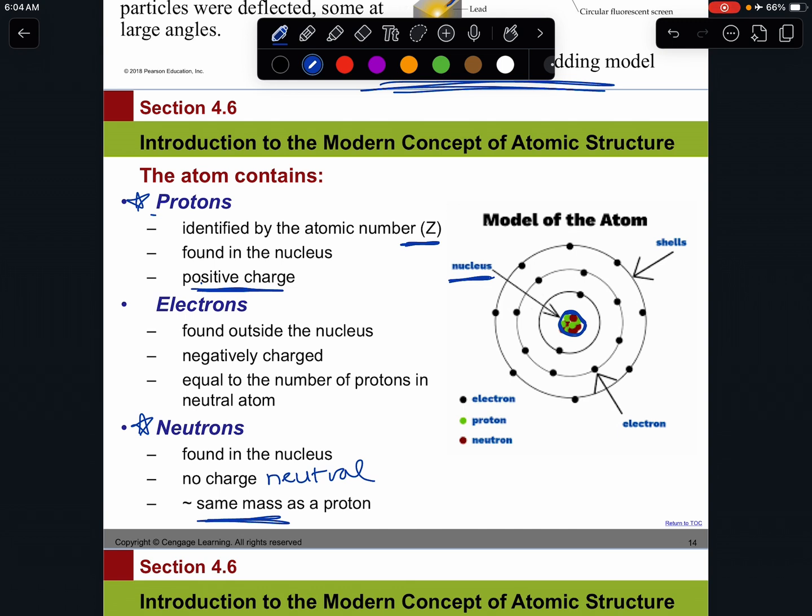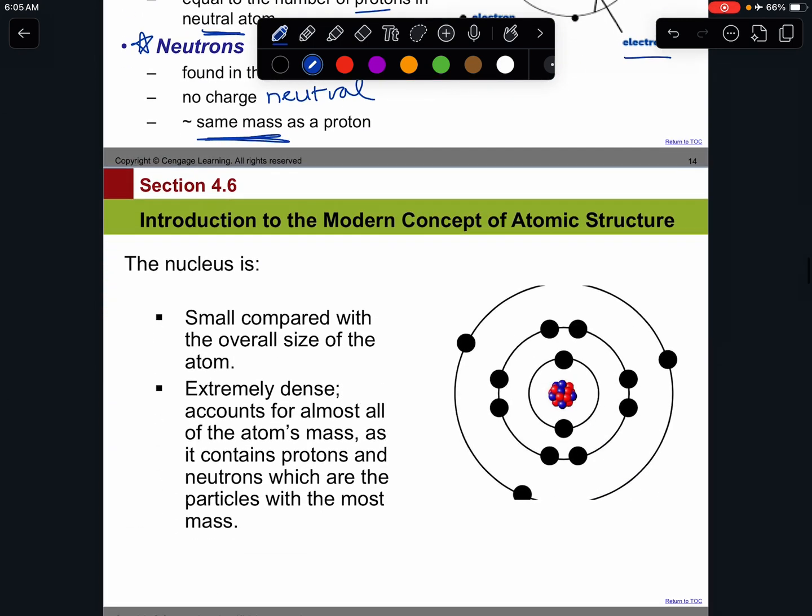And then we have around the atom electrons, and they are found outside the nucleus. They are negatively charged, and in a neutral atom, we'll talk about what that means, they are equal to the number of protons. Okay, so nucleus made up of protons and neutrons. Around in the shells are the electrons.